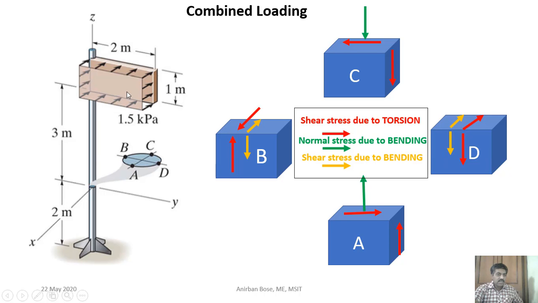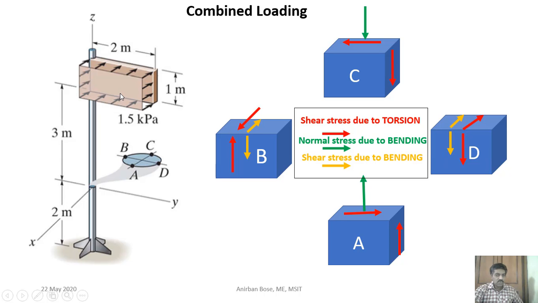The wind load is coming from the negative x direction; you can see that in this direction the force is coming on this particular signboard. Now you first tell me, because of this force, what kind of loading is basically coming? Definitely one kind of loading is the torsional loading, because this load will try to twist this particular member with respect to the z-axis. So a twisting moment will come, and because of torsion, you know that shear stress is developed.